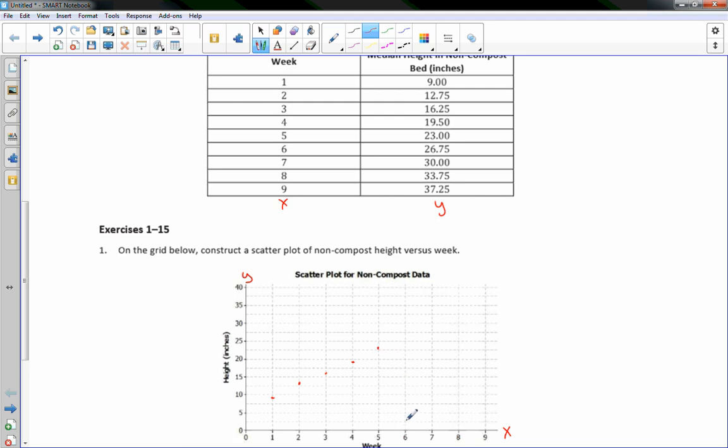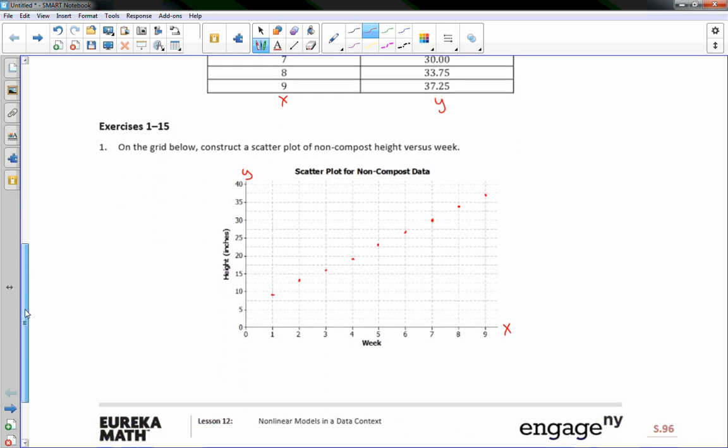And number 6 is 26.75, which is just about here. And 7 is 30, that's an easy one, finally an integer value. And 8 is 33.75. So this is 30, this is 32.5, 33.75 is just about here. And finally 9, 37.25. 37.5 is here, just under. And there is our scatter plot for the non-compost data. Those are the medians.